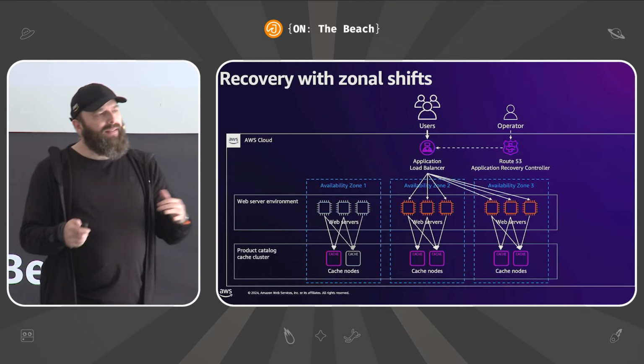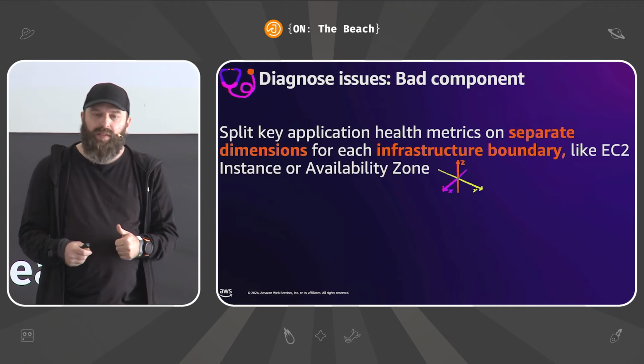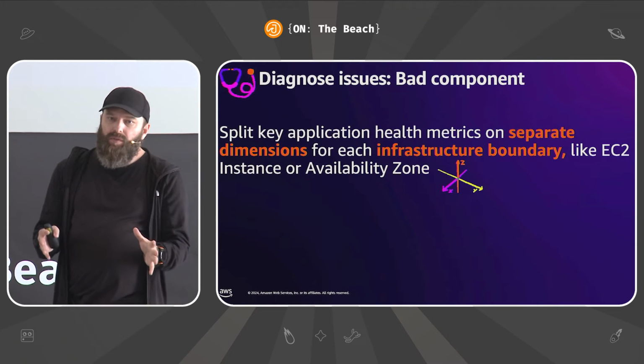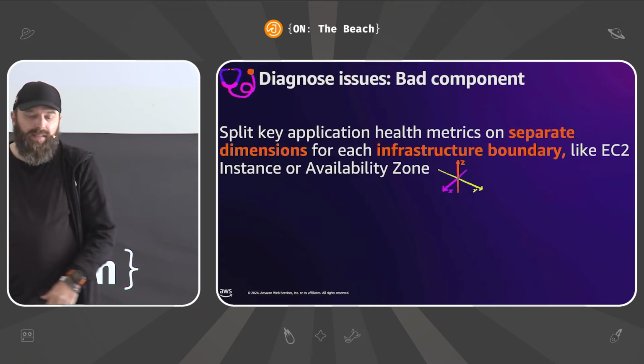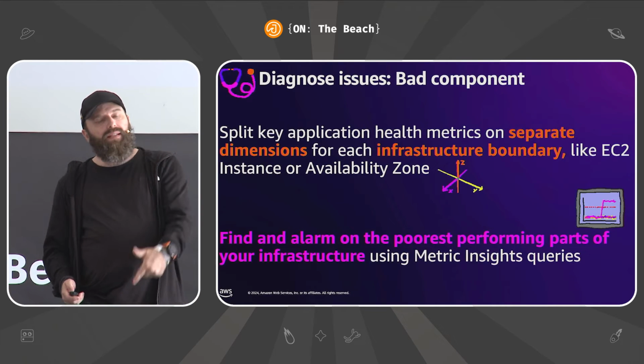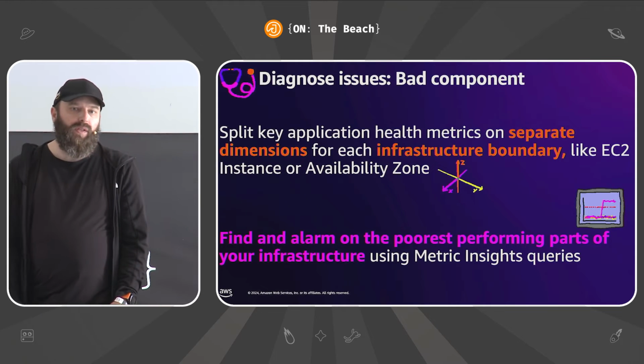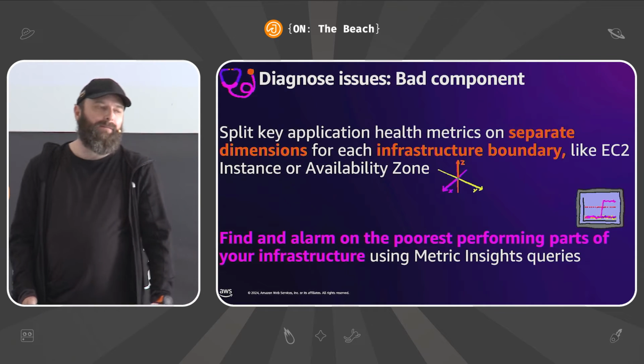So takeaways on this one. First, split the key application metrics, separate dimensions by infrastructure boundary. We can talk about EC2 instance or availability zones. Additionally, we can use Insights queries to look for the poorest performing part of your infrastructure rather than having the whole thing there.